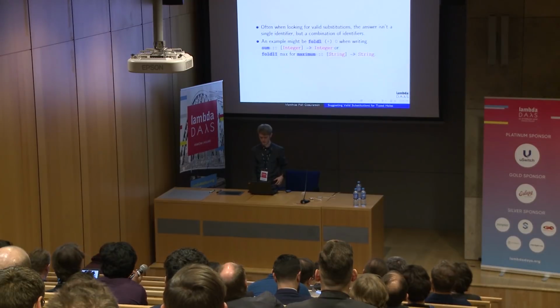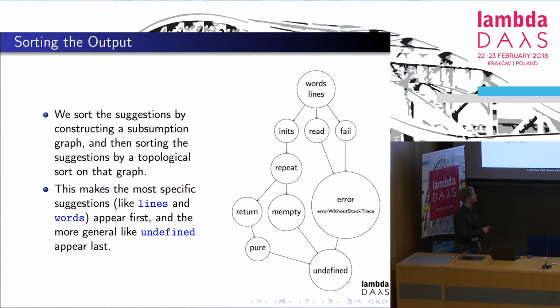So what I do is that I build this graph, right? So you had all these suggestions. You had the word suggestions, the line suggestions. You had inits, read, fail, repeat, return, empty. You don't just want to output them in the order they were defined. You want to show the most useful things first. So we build this graph.